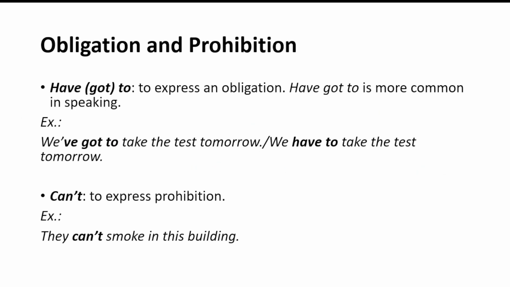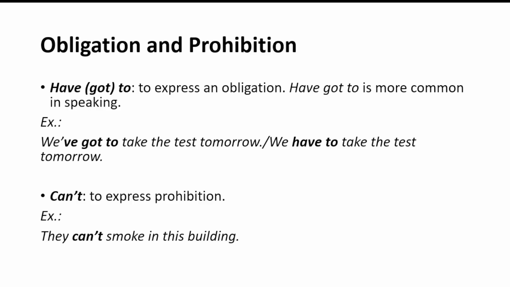So what about obligation and prohibition? What's the difference? This is very easy to comprehend. In English, to express an obligation, it's more common to say the structure have got to. So have got to is more common in speaking situations in English. For example, we could say, we've got to take the test tomorrow. This is more common than we have to take the test tomorrow, but they have the same meaning in English.